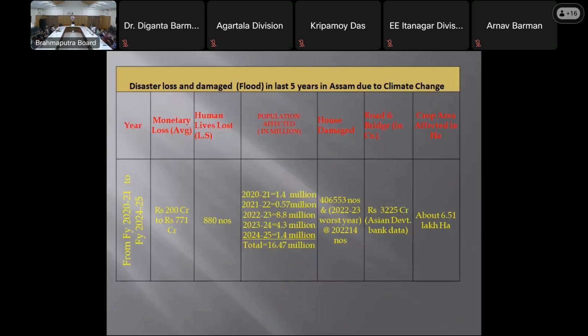The years are 2020 to 2025. It is collected from the internet as well as the Assam State Disaster Management Authority. We have visited there and collected this data. Loss means, suppose, human life lost: 880 exactly. In the last 5 years, 880 human lives have been lost due to flood. Similarly, the population affected is a total of 16.47 million. And next, house damage, road damage, and crop area affected, mainly about 6.51 lakh hectares.